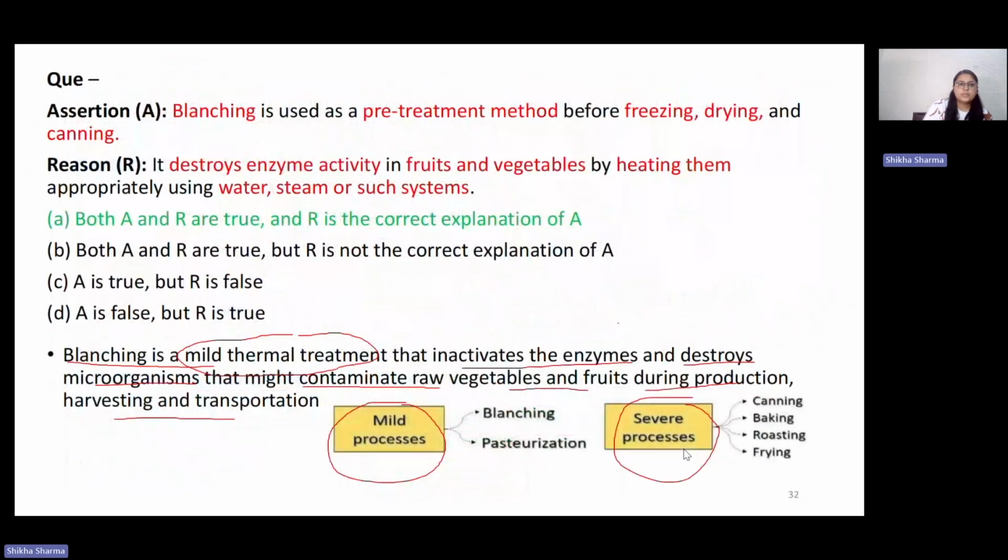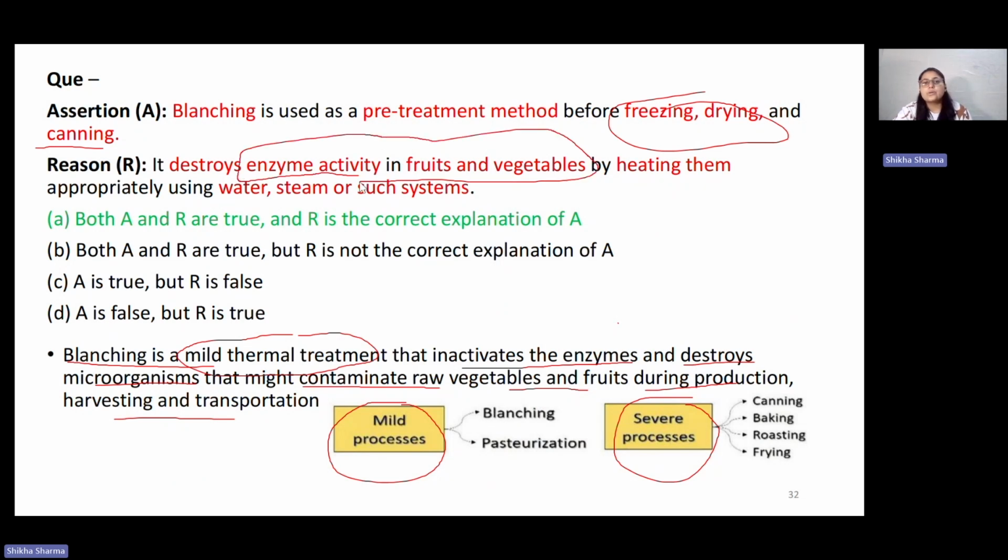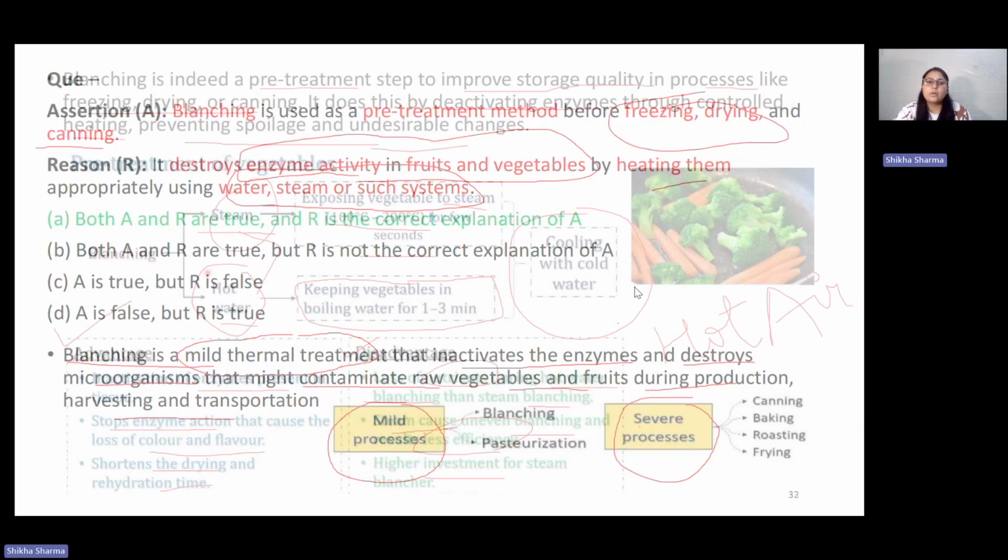So if we see here, the assertion is correct, that blanching is used as a pre-treatment method for freezing, drying, and canning. And the reason is also correct and explains the assertion well, that it destroys enzyme activity, by heating the vegetables appropriately using water, steam, or such systems.